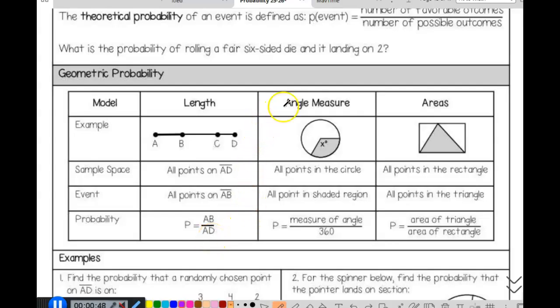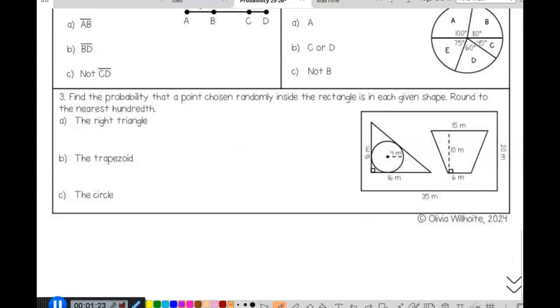The next model is angle measure, which comes with circles. How many degrees are in a circle? 360 degrees. You must know that for the total. They're going to give you a section, and you just have to write that measure over the full 360. This table is here to help you. The event is usually the shaded region when they're asking for these problems, so make sure you know which part is shaded and which is not.